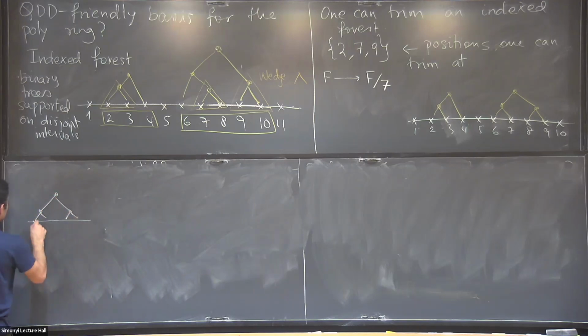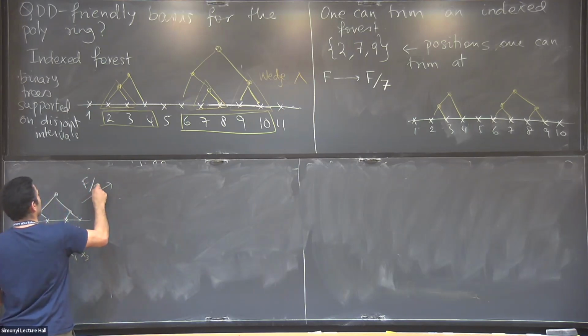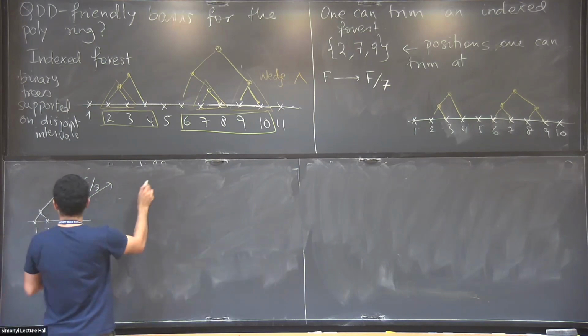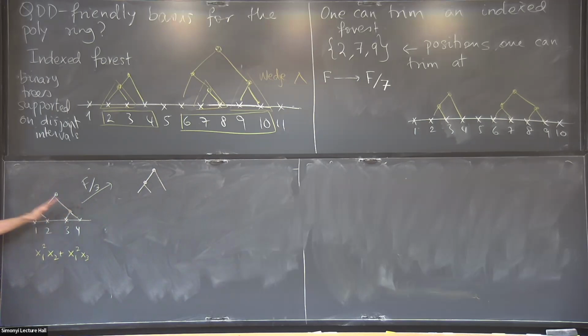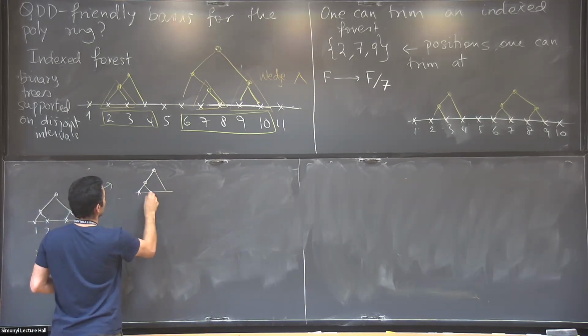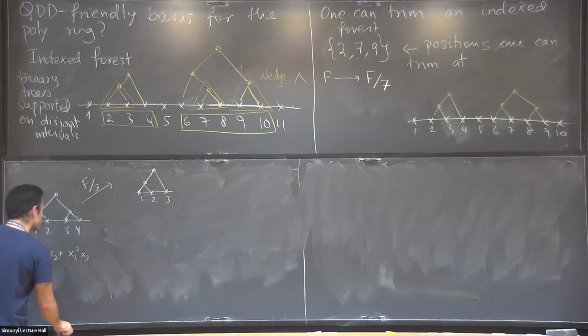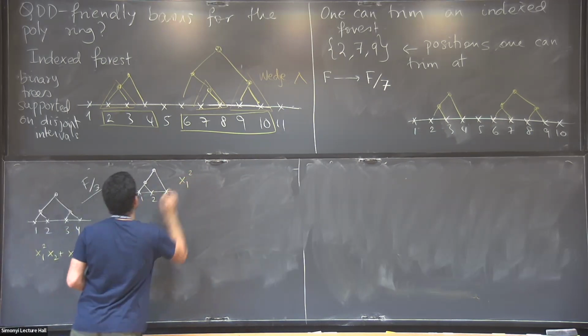So here's a forest polynomial supported on 1, 2, 3, 4. Believe me when I say the forest polynomial is x1 squared x2 plus x1 squared x3. I can trim it in 2 ways. I can squish this one or this one. So this is f trim 3, and this will be a new forest polynomial, where this one is now a left comb supported on 1, 2, 3, and this one is x1 squared.